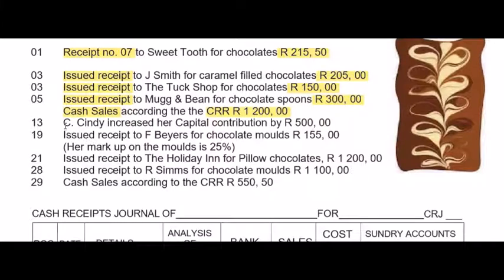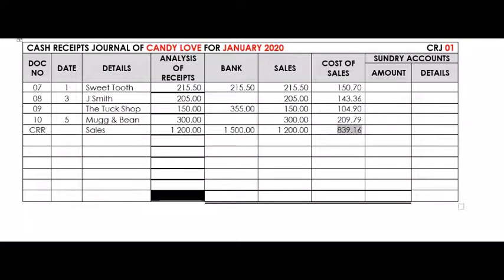On the 13th, Cindy increased her capital contribution by 500 Rand. We will issue her a receipt, number 11. On the 13th, Cindy, 500 Rand. It's the only transaction for the day, so put it in the bank. But it was not a sale, so you don't write anything in the sales or the cost of sales columns. It was capital received by the owner, so it goes to sundry accounts.